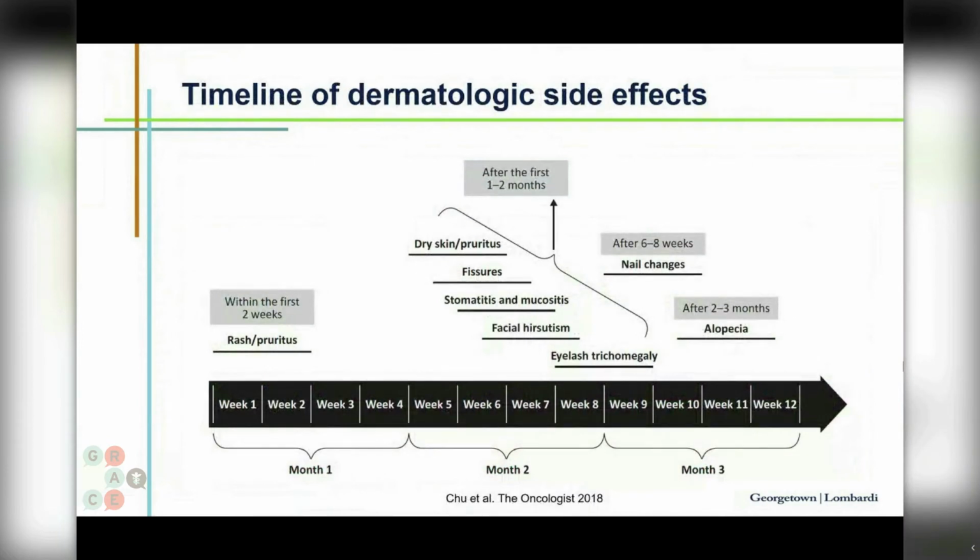So this is a general timeline of skin side effects that develop with the EGFR tyrosine kinase inhibitor therapy. First, we see rash and itching develops, followed by dry skin, skin fissures, stomatitis. Stomatitis means oral cavity inflammation, and then sores, followed by nail changes thereafter.